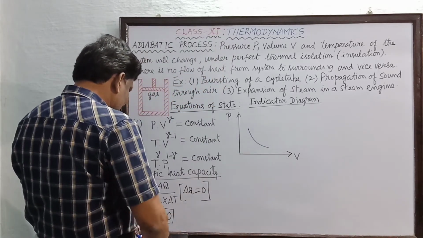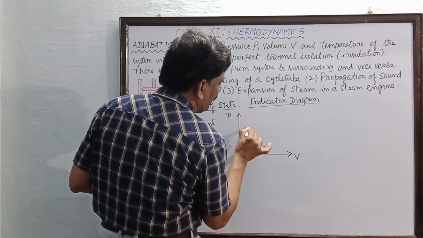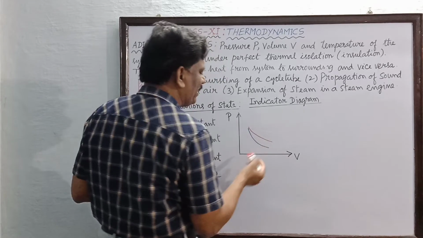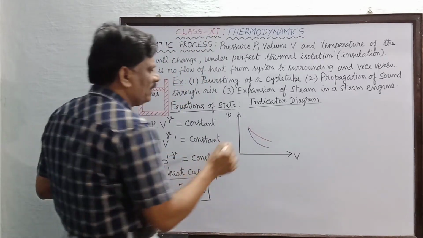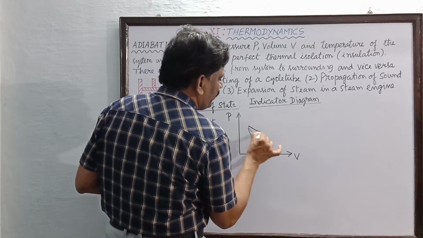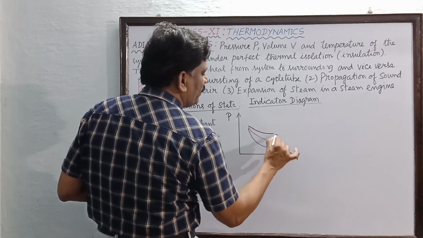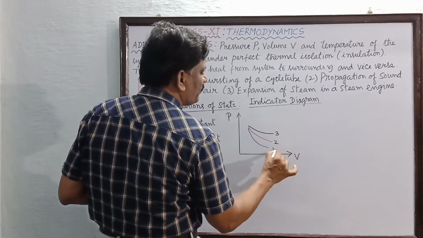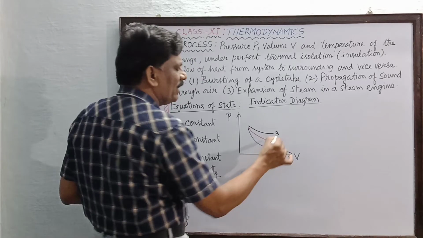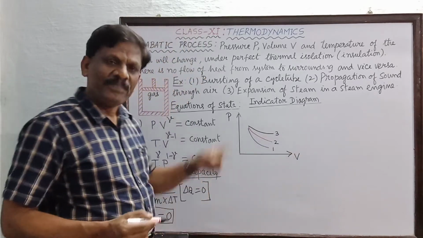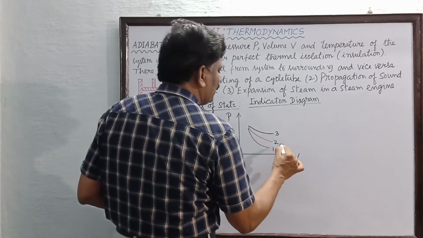And similarly, let us take another graph for a diatomic gas. For a diatomic gas, it will be somewhat less steep than the previous one. And for polyatomic gas like this. So the first curve, second curve, and third curve. This first one is for monatomic, the second one is for diatomic, and the third one is for polyatomic gas. Now, what is the difference here?